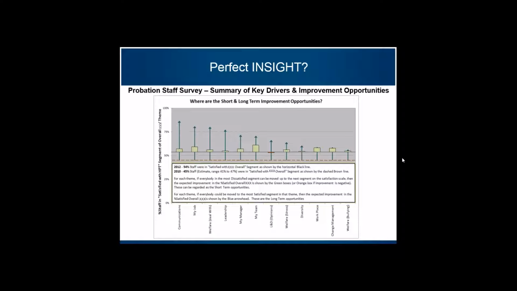If, on the other hand, you can move everybody within each theme up to the highest level of satisfaction, which is obviously going to take a huge amount of work, then the blue arrow shows you the improvement that you get overall. So in the case of workplace and change management, it was interesting to see actually there's very little further improvement you could get once you dealt with the most dissatisfied people.